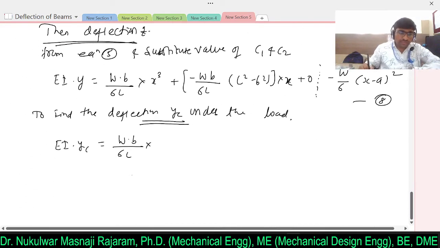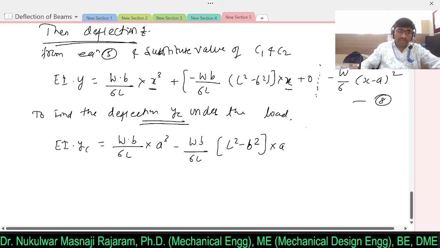So instead of x cube, I will write A cube minus WB divided by 6L. Now this will be L square minus B square. Instead of X, I will write A. Clear? So this will be 0 automatically, up to this dash line only. Why? Because I want up to C, I don't want the extra part, so I have eliminated it.